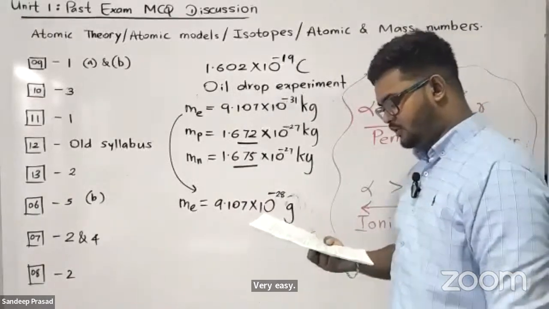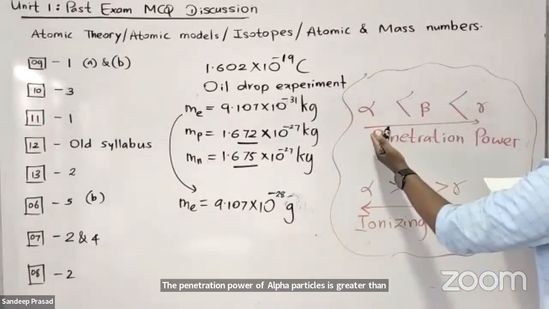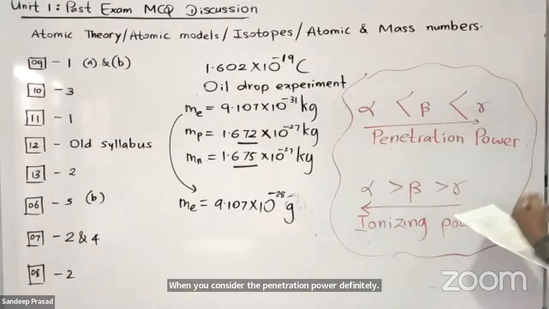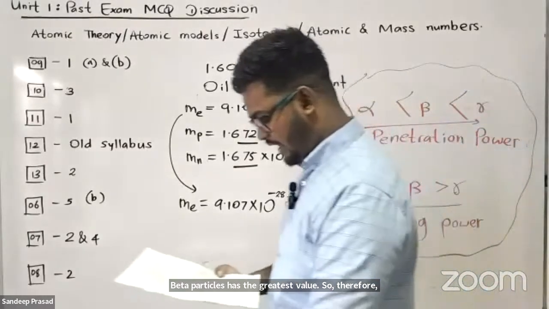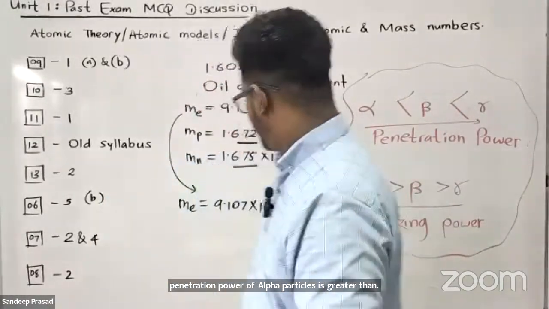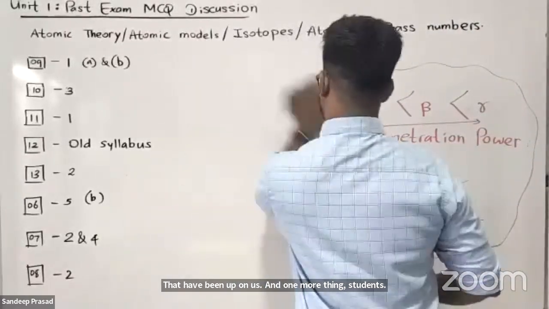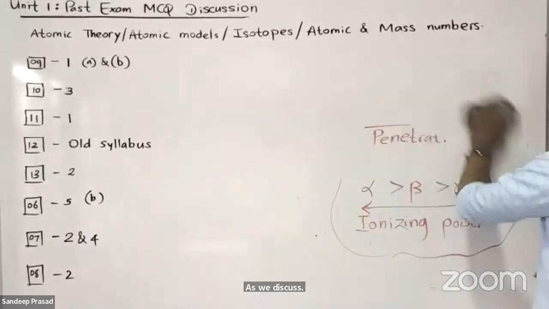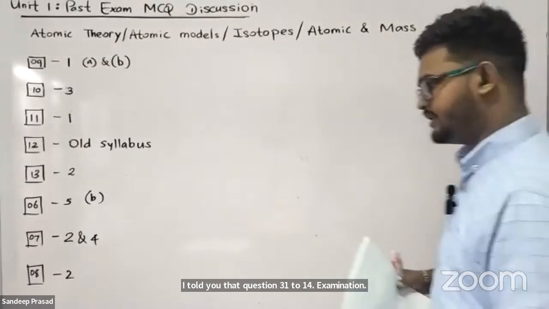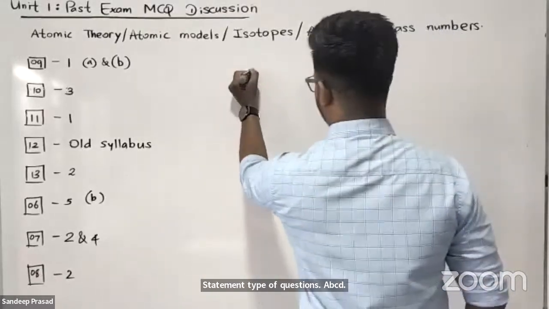Question number 14. The penetration power of alpha particles is greater than that of beta particles. Just now we discussed that one. When you consider the penetration power, definitely beta particles have the greater value. Here they have given that the penetration power of alpha particles is greater than that of beta particles. And one more thing, students, I told you that in the examination, questions 31 to 40 will be statement type questions, A, B, C, D. The last 10 questions, that means question numbers 41 to 50.